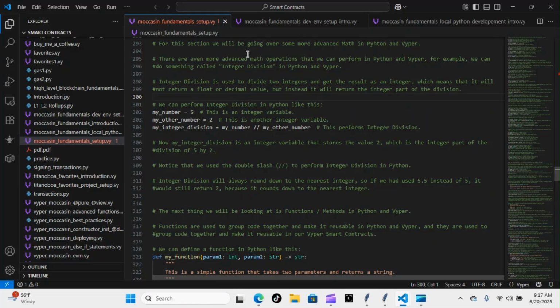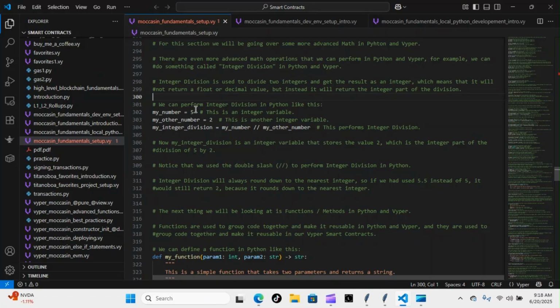So there are even more advanced math operations that we can perform in Python and Viper. For example, we can do something called integer division. Integer division is used to divide two integers and get the result as an integer, which means that it will not return a float or a decimal value, but instead it will return the integer part of the division. And we can perform integer division in Python like this.